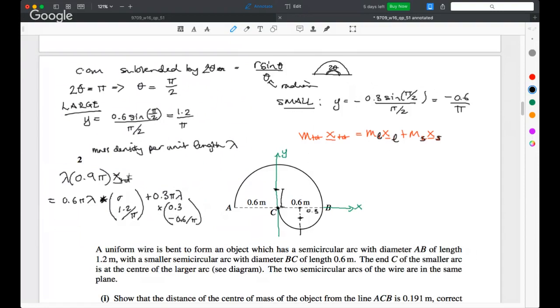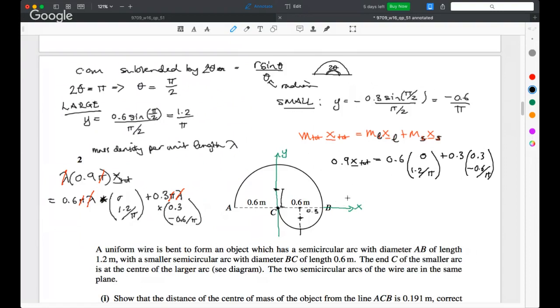So let's look at the y components. So first you see that lambda cancels, so we don't even worry about what the density was. And then let's see that this pi and that pi also cancel with that pi. So we get 0.9 y total is equal to 0.6 times 1.2 over pi plus 0.3 times minus 0.6 over pi.